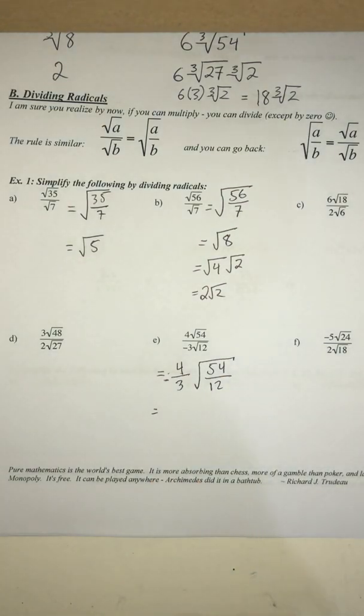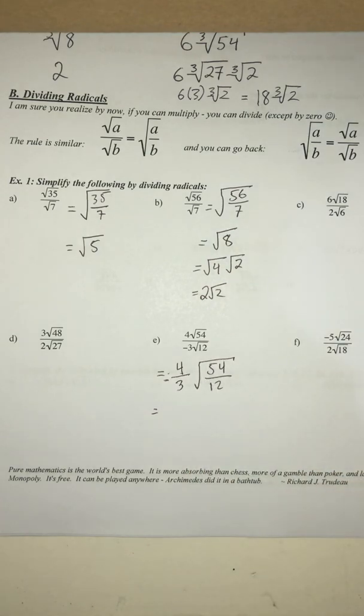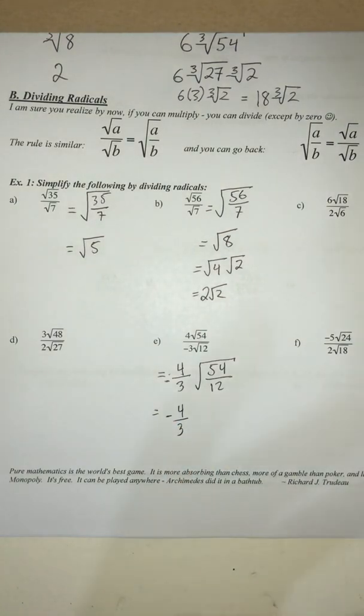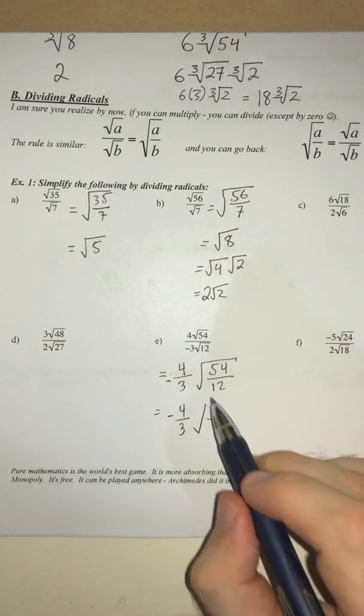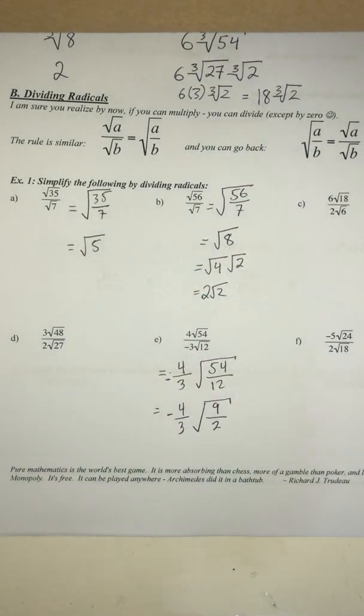So with this, you can simplify what's in here. You're not going to be able to simplify it completely to a whole number like we did before. However, we can still divide these for sure by, let's see, what can I divide this by? I can divide them both by 6. So 54 divided by 6 gives me 9, and 12 divided by 6 gives me 2. So I've got this.